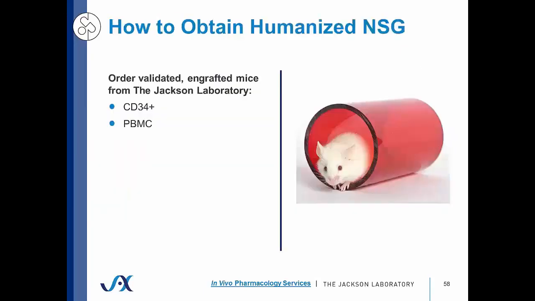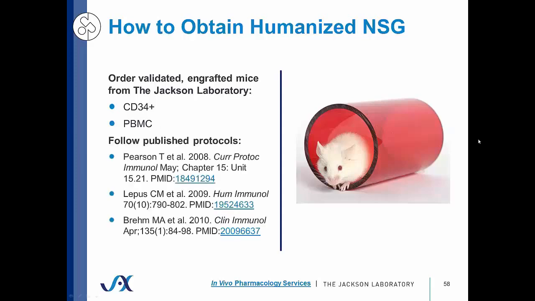So as I mentioned, if you're interested in using these humanized NSG mice, you can order them from us, where you can rely on our expertise as well as save yourself some time, because we routinely engraft the CD34 model about every 6 weeks or so, and after 12 weeks we validate these mice to ensure that they have at least 25% human immune cell engraftment. But typically we see between 60 to 80% human immune cell engraftment in the peripheral blood. PBMC models are also available. If you'd like to make your own humanized models, there are several published protocols that can help get you started, and some of these are listed here.